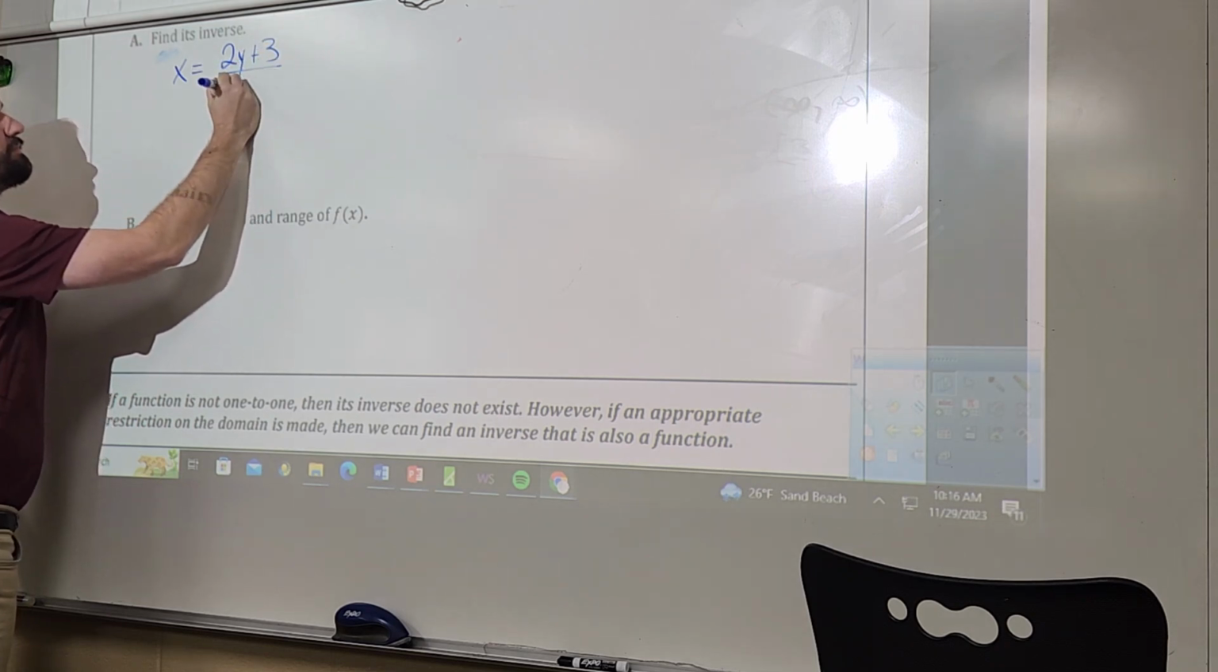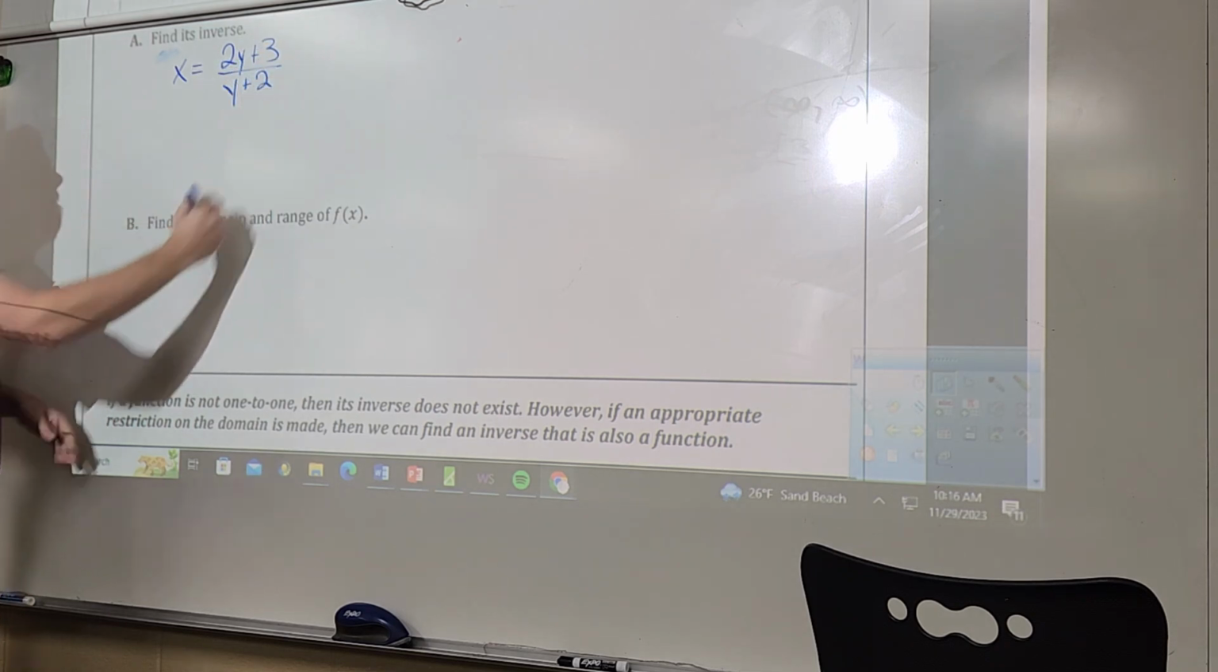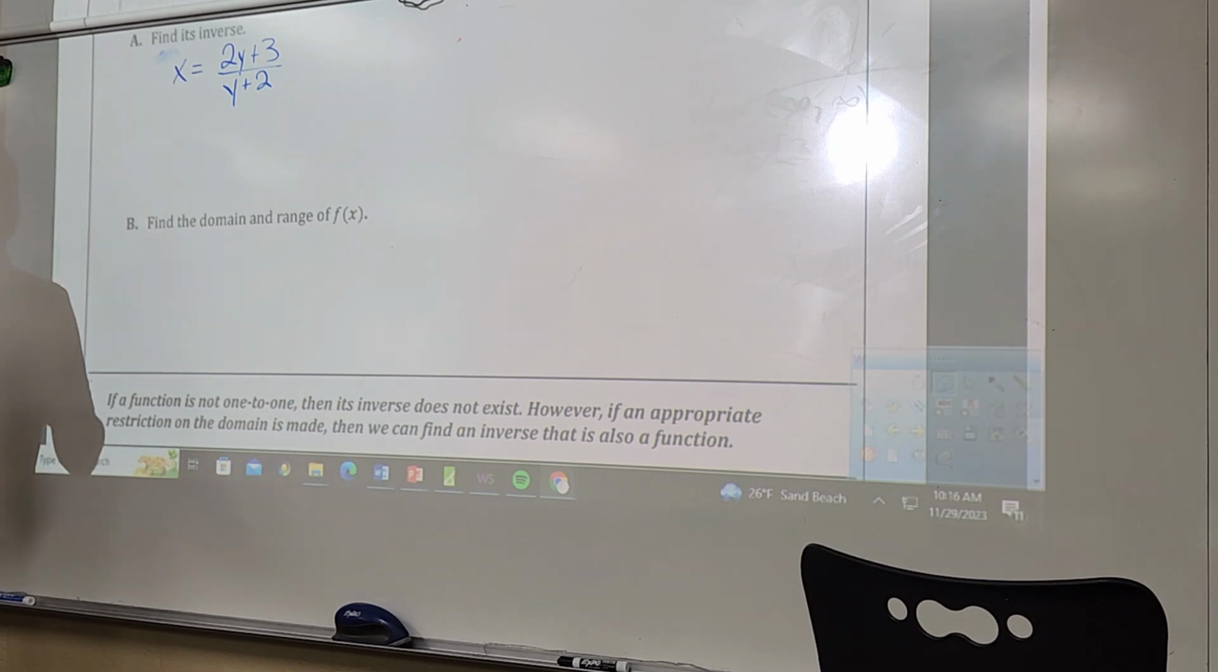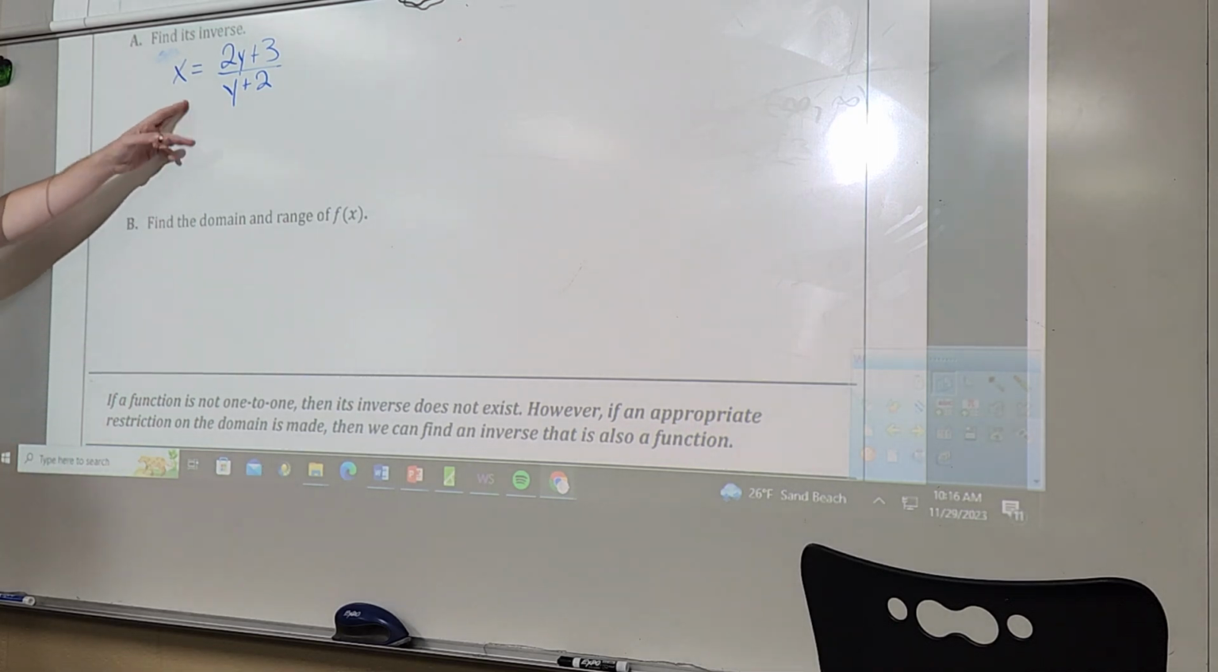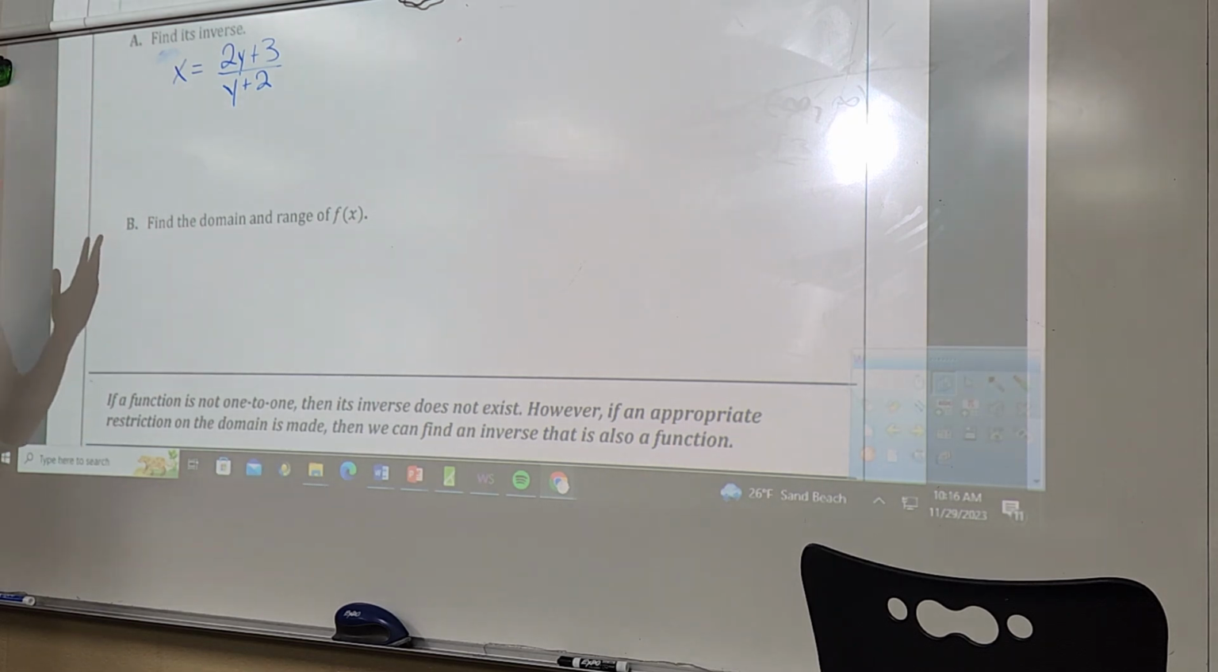Now, I need to get y by itself. Again, this is a type of problem that people struggle with in Algebra 1, Algebra 2, and in Calc. Anytime I teach Calc, I have to go over this multiple times, so don't feel bad the first time you see it. So right away, you're going to want to multiply both sides by y plus 2, to make it not rational anymore, right?